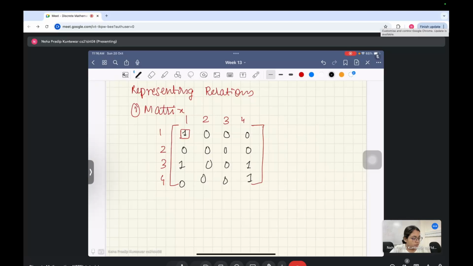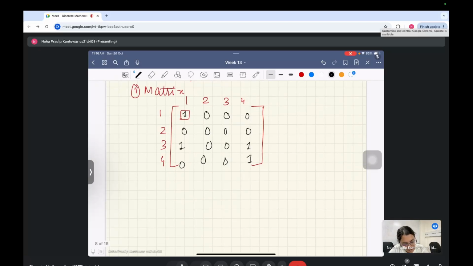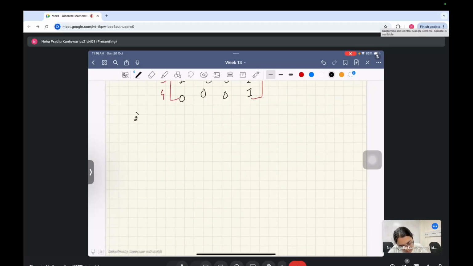And the other possibility is that you write it graphically. So the second representation would be a graphical representation. So what does that mean? The elements of the set S are the nodes here. So in this case there are 1, 2, 3 and 4. So in this case there are 4 nodes that you have.